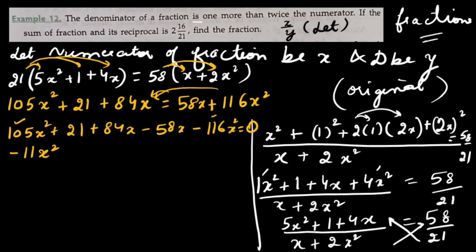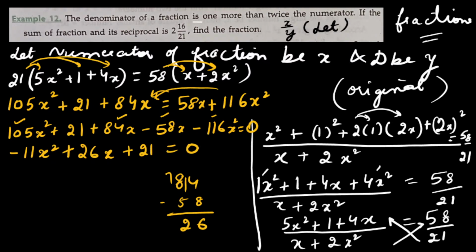Now another like term which we have is 84 minus 58. So 84 minus 58 we can do again subtraction. 14 minus 8 is 6, and here 7 minus 5 is 2. So 26, because with the greater number plus sign is there. 84 is the greater number, so plus 26x. So these two are like terms. Then plus 21 is equal to 0. So this is the quadratic equation we have got now.